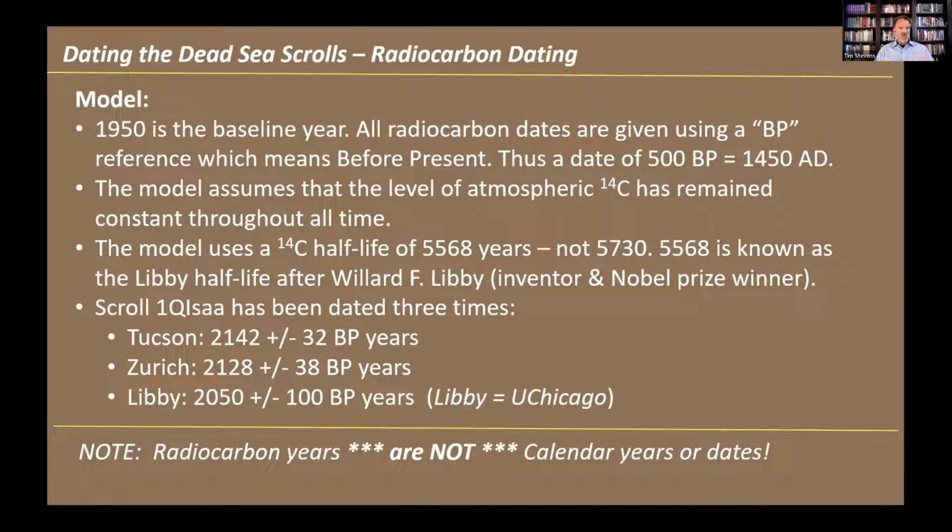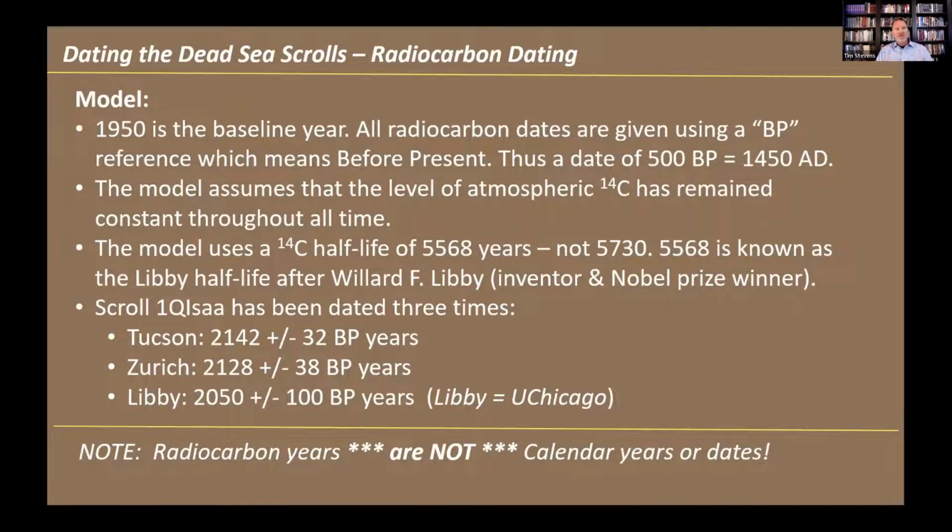Now, the Isaiah scroll has been dated with this method 3 times. Once at the lab in Tucson, and it came up with a before present date of 2142, plus or minus 32. In Zurich, they came up with a before present date of 2128, plus or minus 38 years. And then Libby also did an early test at the University of Chicago. Their laboratory was renamed after Libby because of his historical significance. But again, it's primarily only of historical interest.